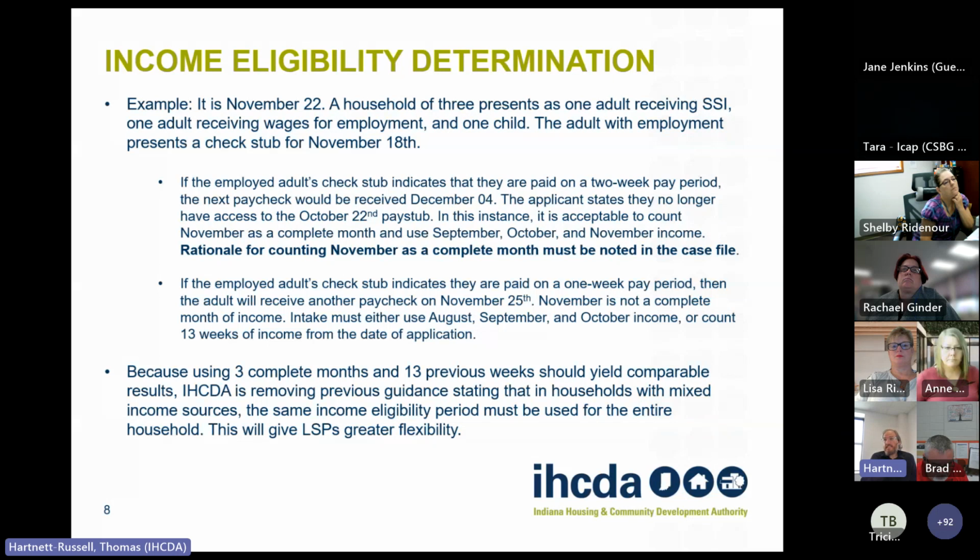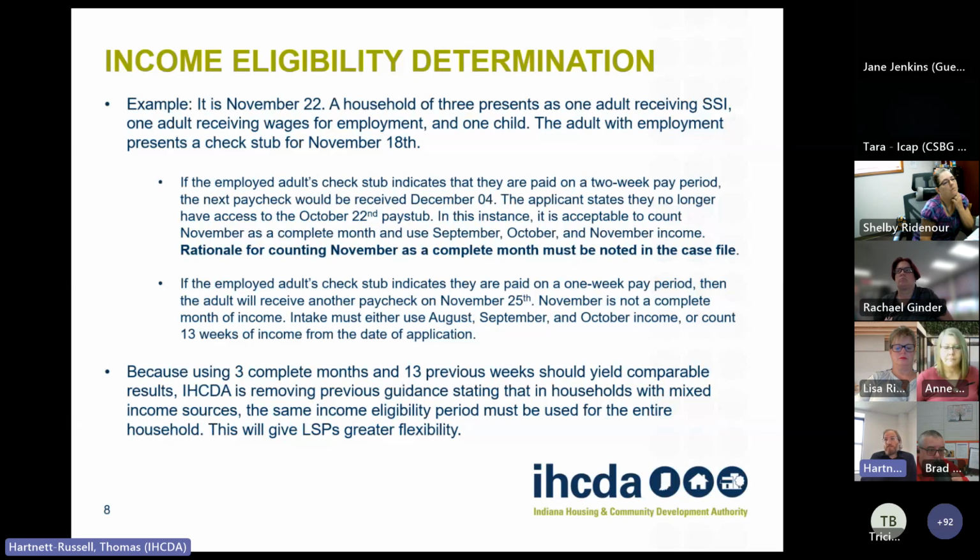In this instance, it is acceptable to count November as a complete month and use September, October, and November income because that adult is not going to be receiving any further income for the month of November. You do need to note the rationale for counting November as a current complete month in the case file.